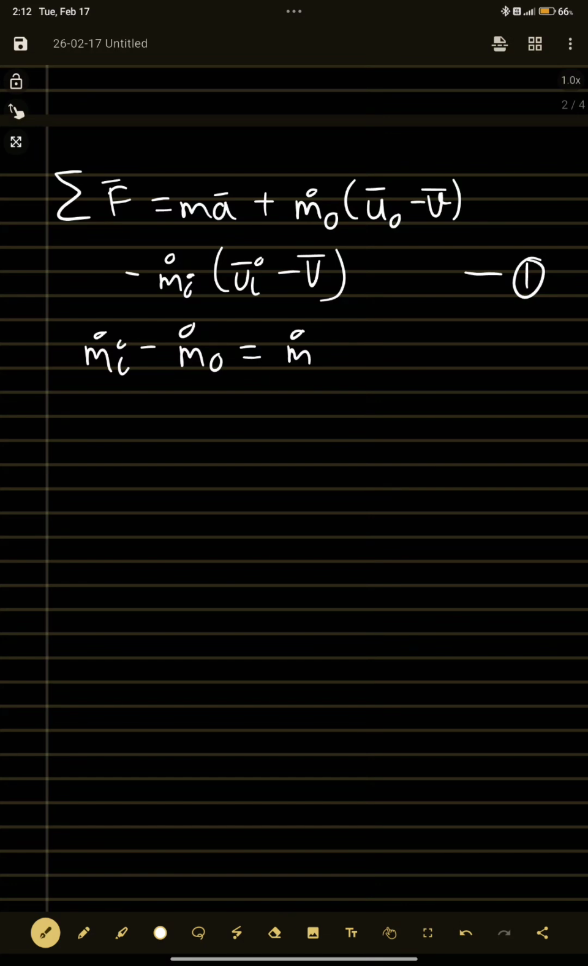Now here, the mass is depleting at a constant rate. The m dot I is 0. So minus of m dot, since it is depleting, I will write minus r. So m dot O will be r. So this is the conservation of mass. This is conservation of linear momentum and conservation of mass.